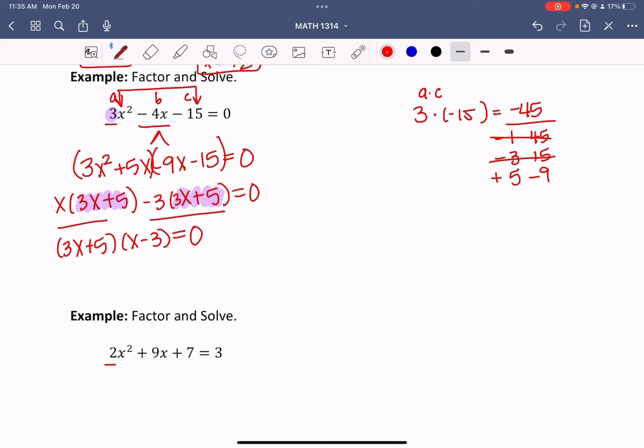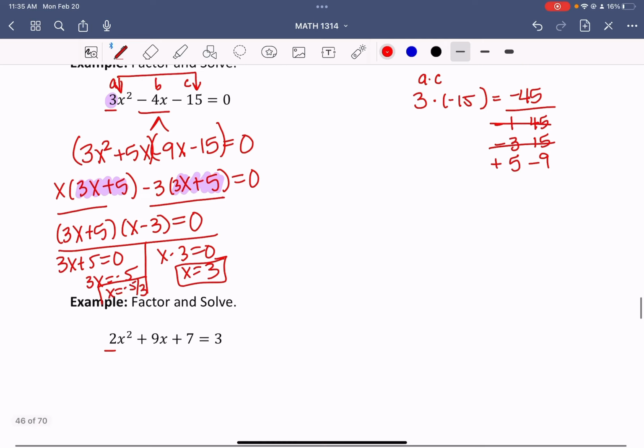These are the harder problems factoring, but this process that I'm showing you, and I'm going to show you again in the next one, is going to be the most direct, step-by-step way to always get there. Now I can set this equal and say, what is 3x plus 5 equal to 0? That gives me -5, so x equals -5/3. X minus 3 equal to 0 gives me +3.